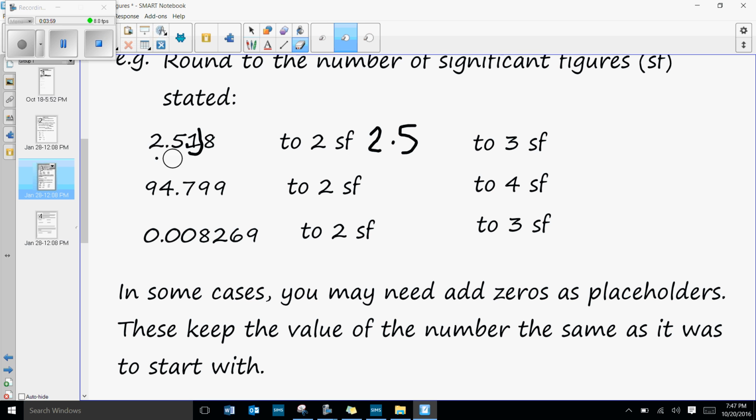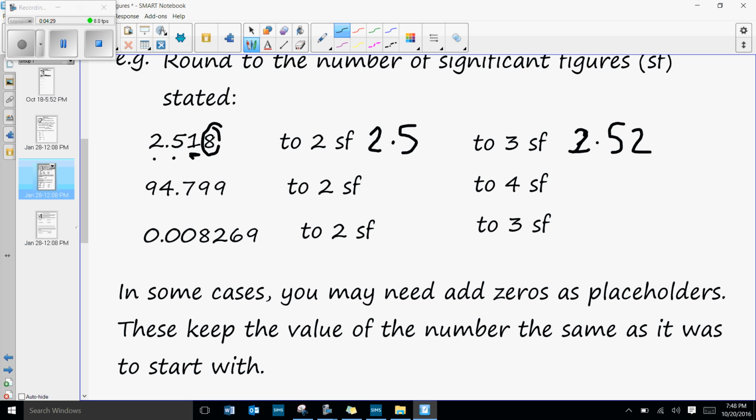It's important that you don't replace those 1 and 8 with zeros. If I were to round the same number, this time to 3 significant figures, again you start counting 1, 2, and we underline the 3 this time because we want 3 significant figures. We look to the number immediately after it. It's an 8. The 8 therefore changes it to be 2.52.